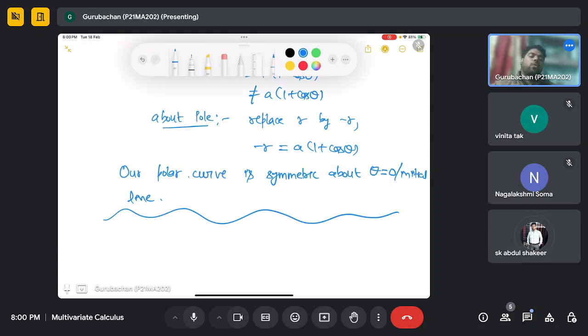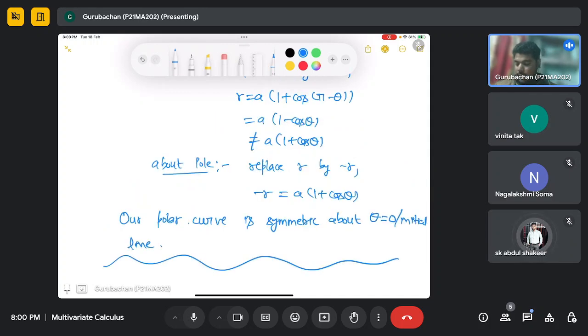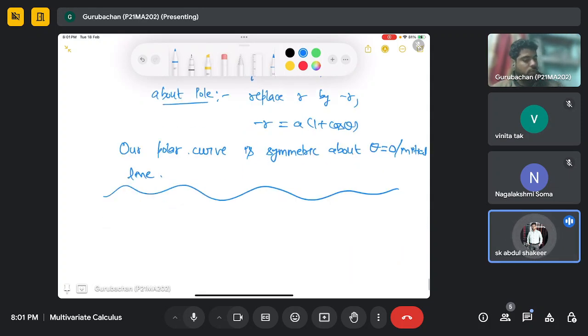What is our next task? We have done the symmetry. What can be the next task? Tell me. The intersection points, sir. Intersection points of which? About the initial line, pole line, pi line, 3 pi by 2 line.